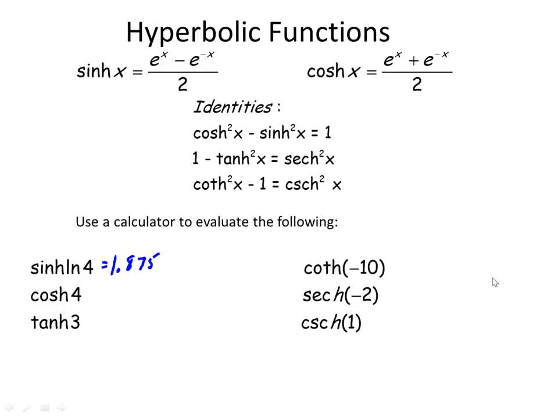Okay, so for the next one, you have cosh of 4. Hit your hyperbolic button, and then hit cosine, and it should come up with cosh, and then just hit 4, because that's your argument, and hit equals. Again, you should be coming up with 27.308.